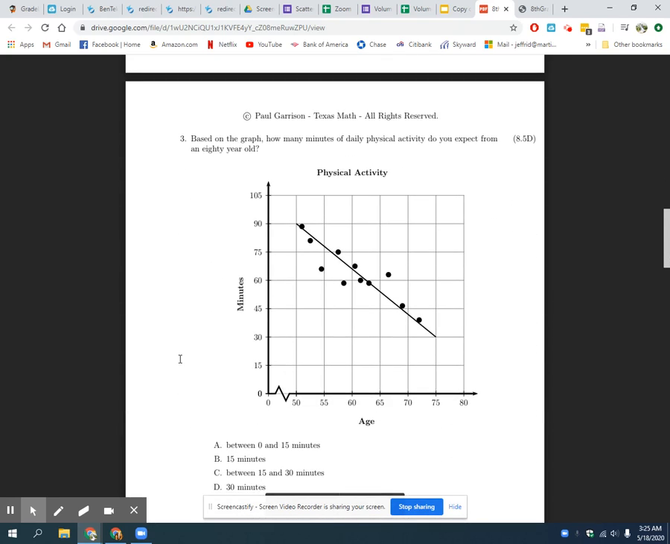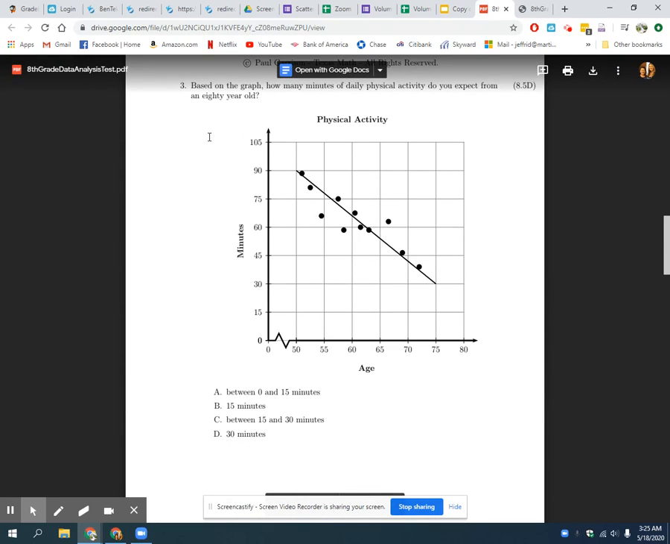And next up, number 3, we have based on the graph, how many minutes of daily physical activity do you expect from an 80-year-old?